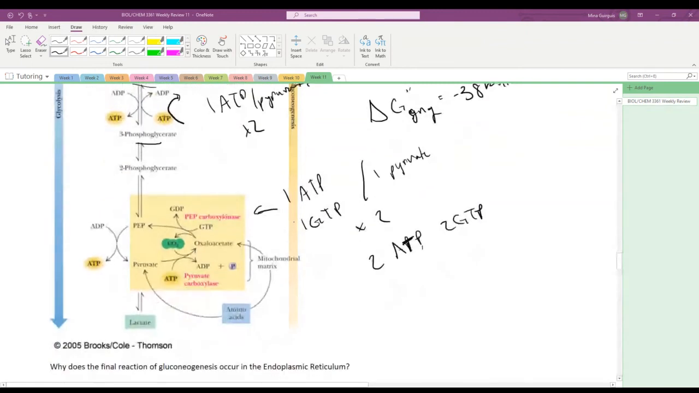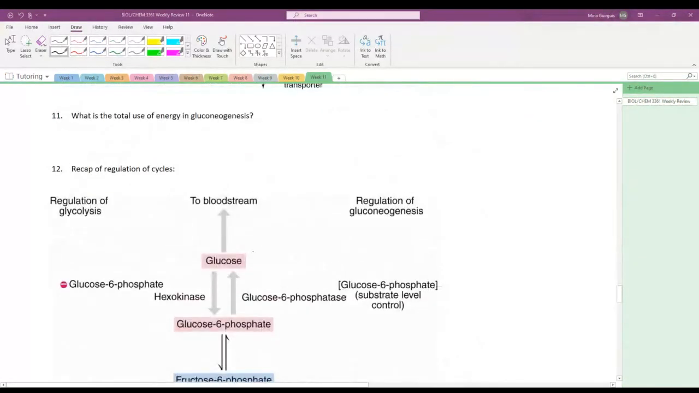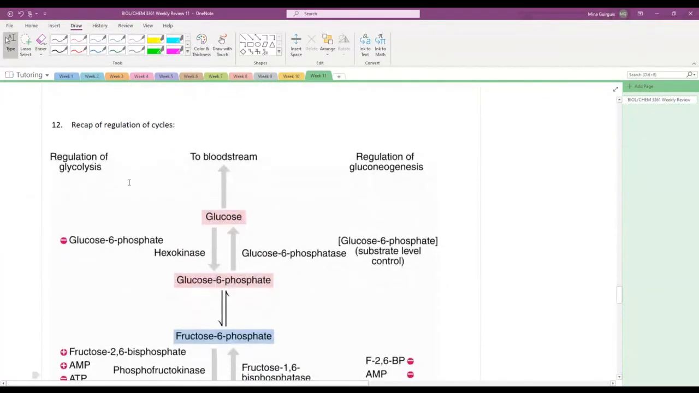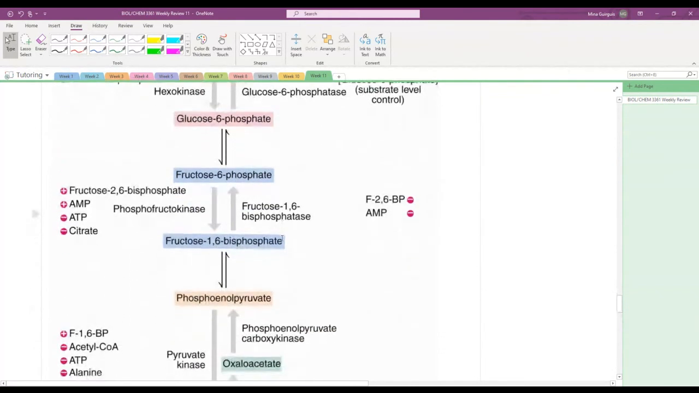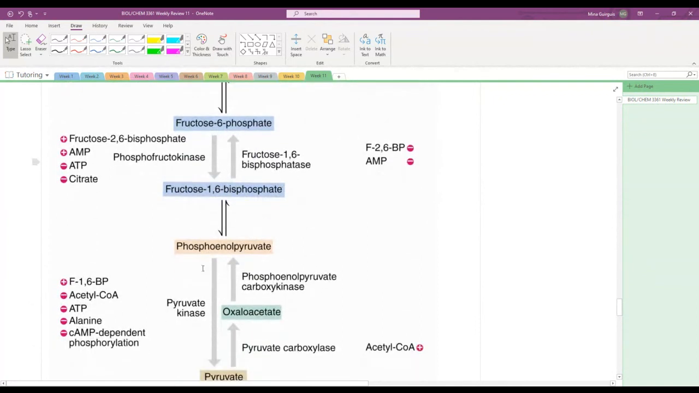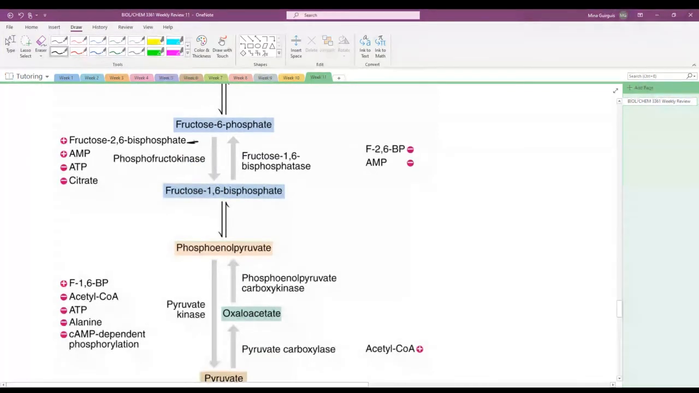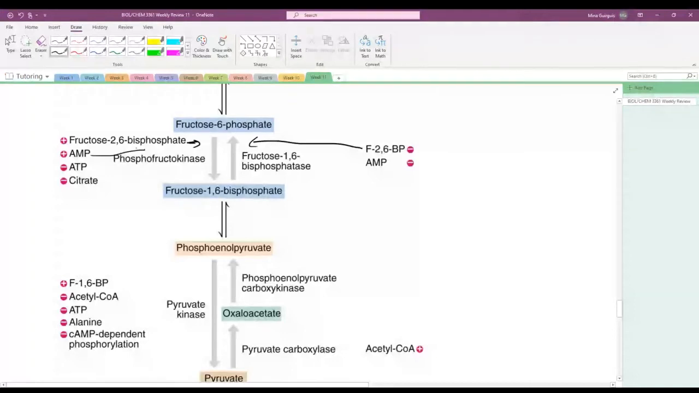Whew. Okay, so that is, oh wait, okay. All right, so just a quick recap of the cycles, regulation of glycolysis and regulation of gluconeogenesis, really. So I really want to focus especially on this reaction with fructose 6-phosphate and fructose 1,6-bisphosphate and the PEP pyruvate reactions. So fructose 2,6-bisphosphate activates the forward reaction and inhibits the reverse reaction. Same with AMP, same with AMP.